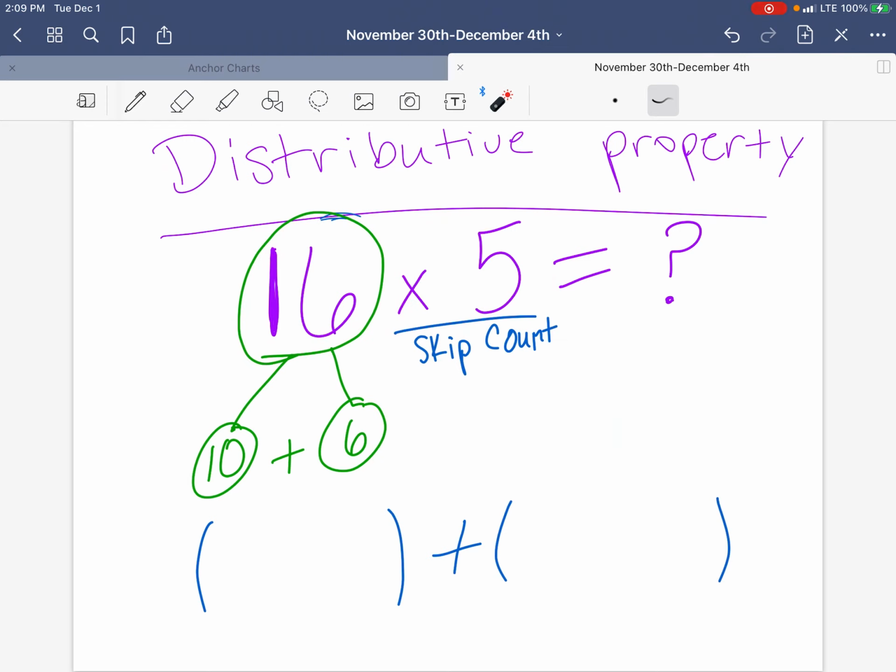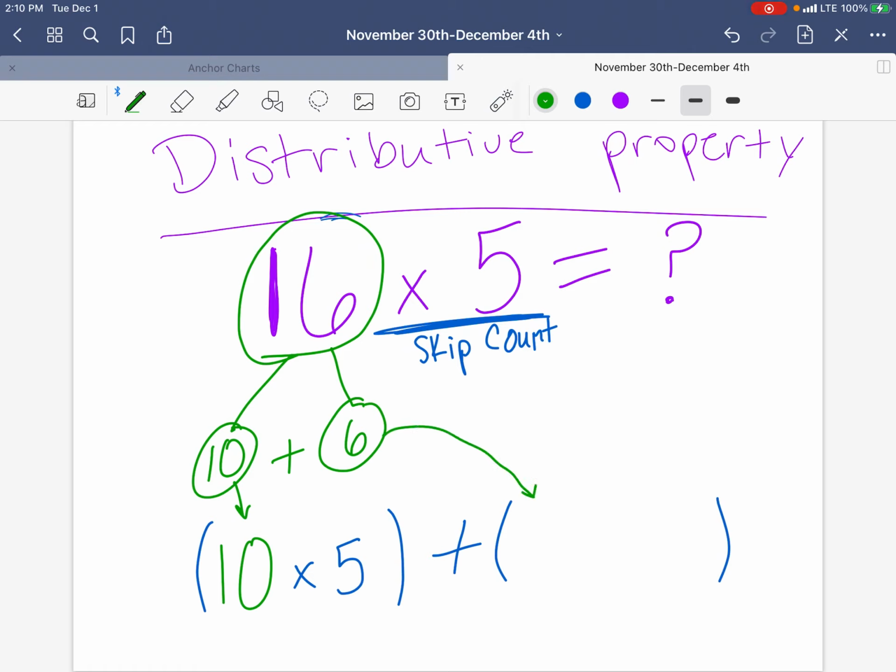So I'm going to take this 10 and put it into the first parentheses because that comes first. And then what stayed the same? What am I skip counting by? 5 times 5. Then what am I going to put next? The next equation. I've got to take the 6 out of the 16 and multiply it by what stayed the same, 5. So now I have 10 times 5 and 6 times 5.